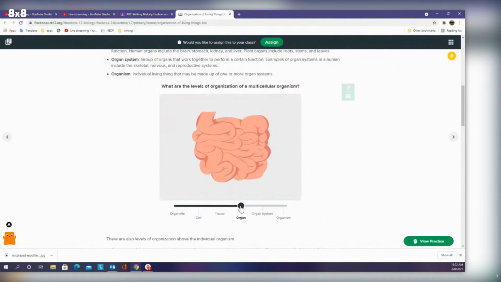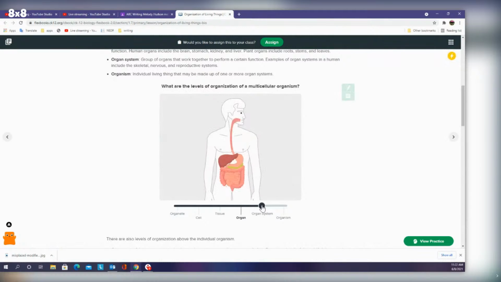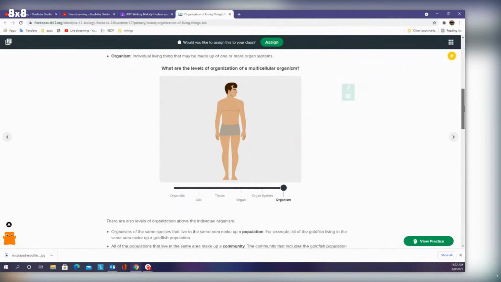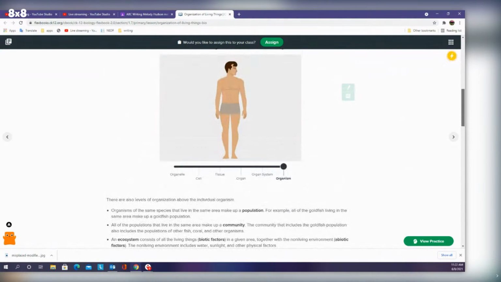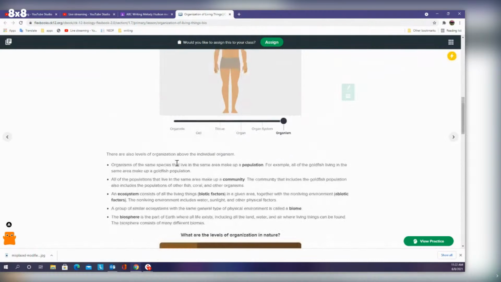When you have multiple organs working together for one particular purpose, you'll have an organ system, such as the digestive system, and then you'll have an organism, which is the complete and total life form. And then there are also levels of organization above the individual.